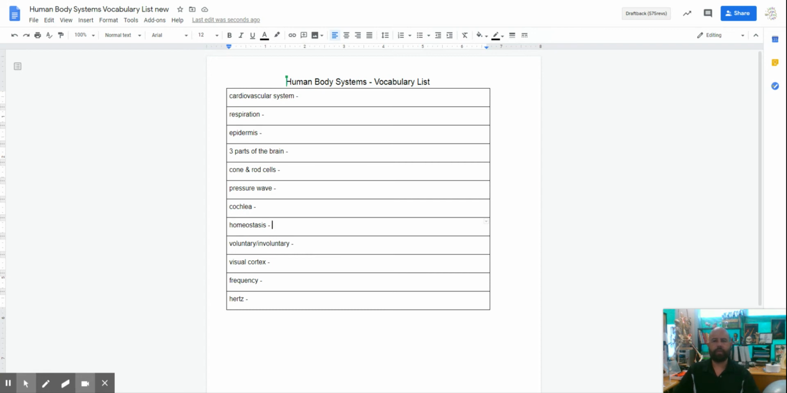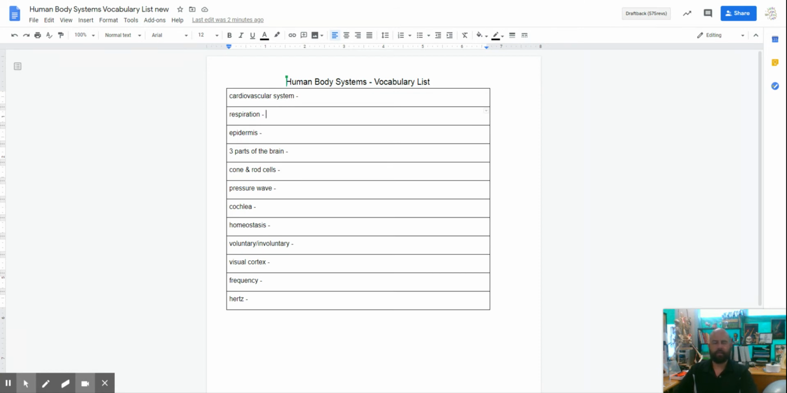So we will start with the cardiovascular system. The cardiovascular system is a combination of both the respiratory system, your lungs that allow you to breathe gases in, and the circulatory system, the heart and veins that transport blood throughout the body. Respiration is the process by which gases are brought into and out of the body. Epidermis is the outer layer of the skin. So when you see it, this is what we are talking about.